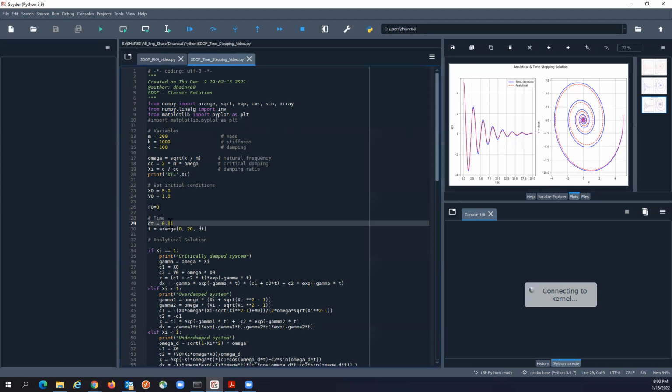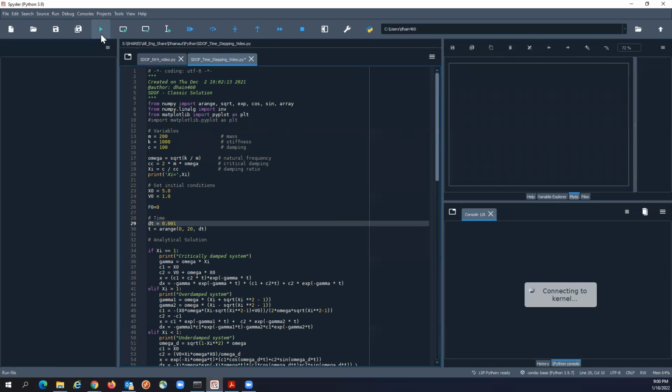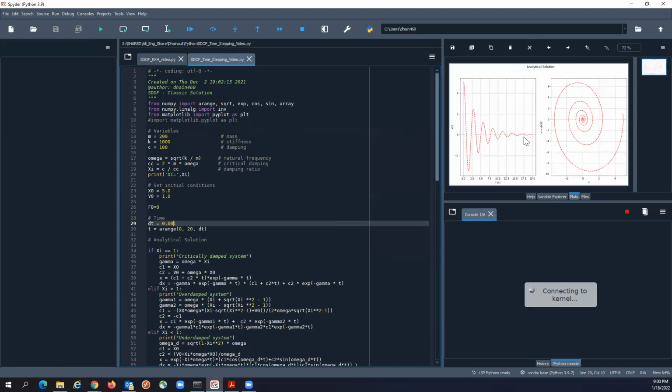Now, when we move to 0.001, which is the one we had initially, now is when we get they're basically identical, okay? Both solutions.